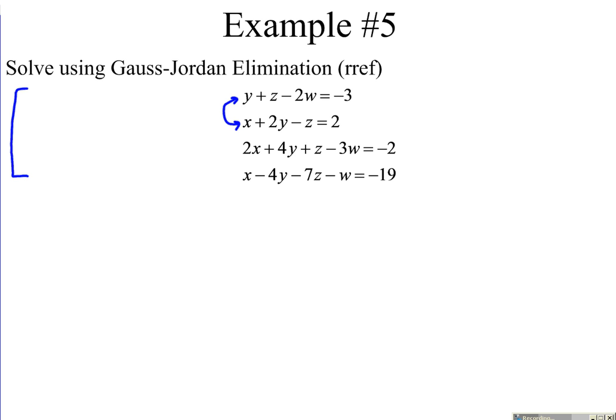So all I'm going to do right away here, so I don't have to write this twice, is switch row 1 and row 2. In other words, I'm going to switch the order that those 2 equations are written in. So my top one now is going to be 1, 2, -1, 0, equal sign to 2. So I've switched row 1 and row 2. So now my next one is 0, 1, 1, -2, and -3. 2, 4, 1, -3.